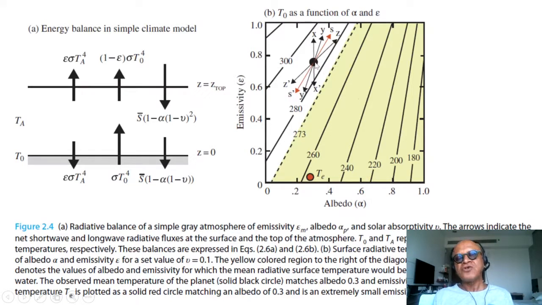Obviously the current temperature of the earth is up here at 288, and these are the various pathways that the earth's evolution could have taken, starting from here, which is the solid circle matching an albedo of 0.3 and an extremely small sensitivity. You can think of this as a primitive surface temperature when the earth was evolving, and then various pathways it could take depending on the emissivity and the albedo. Okay, so this amounts to an emissivity of 0.7 and an albedo of 0.3.